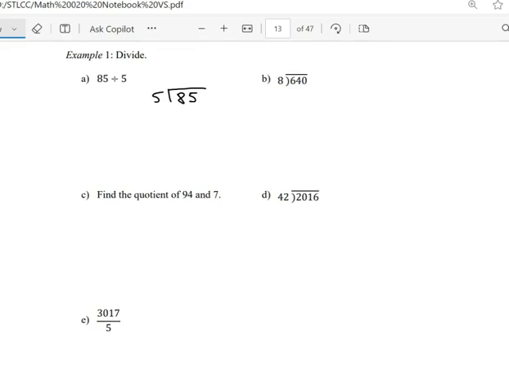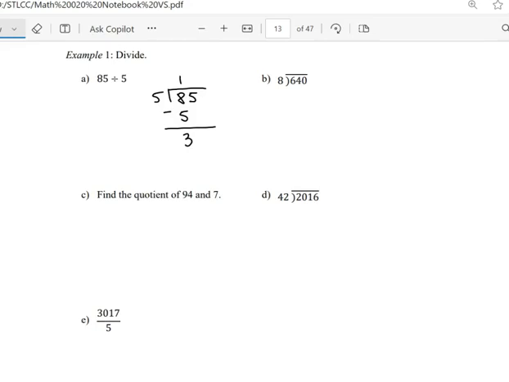Yes, it does, because 5 times 1 would give me 5. So 5 times 1 would give me 5. And now I know that 5 goes into 8 one time, because 5 times 1 is 5. Now I'm going to subtract. Once I figure it out, I need to find what is left over, the remainder. Okay, so 8 minus 5 is 3. So 5 goes into 8 one time with the remainder 3.